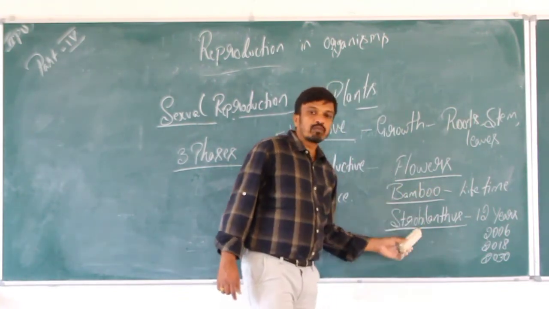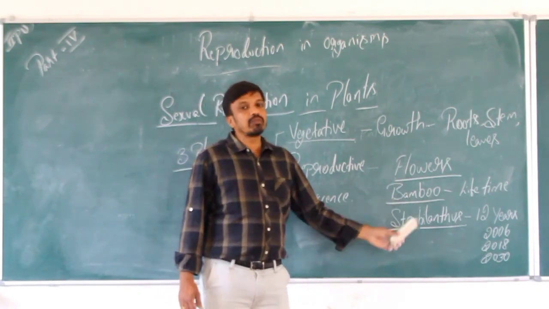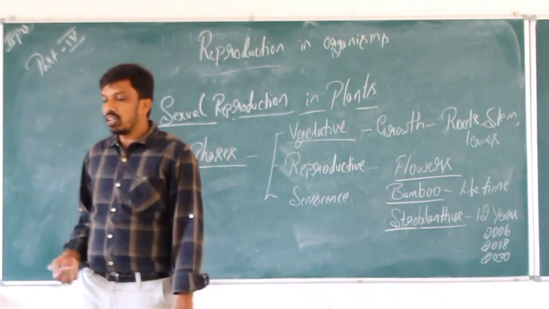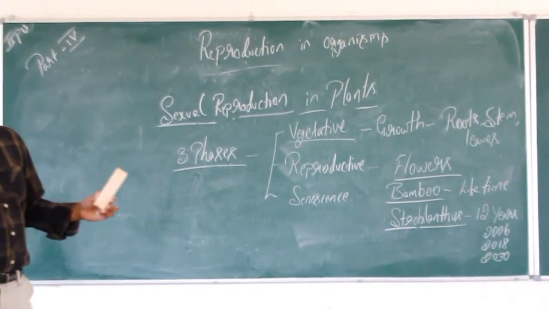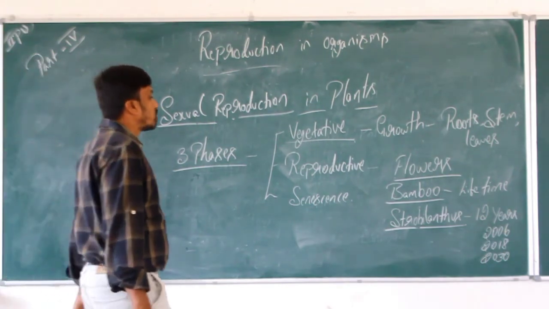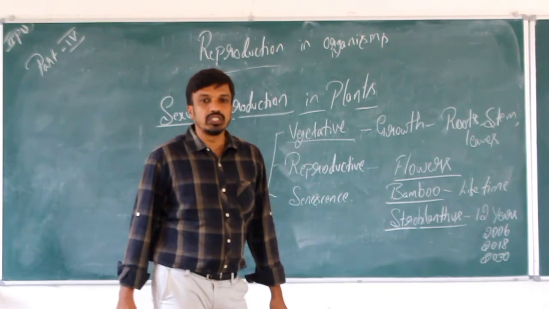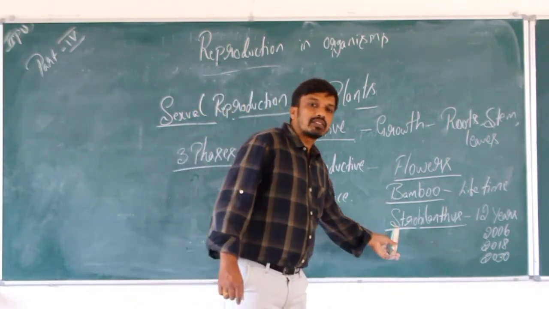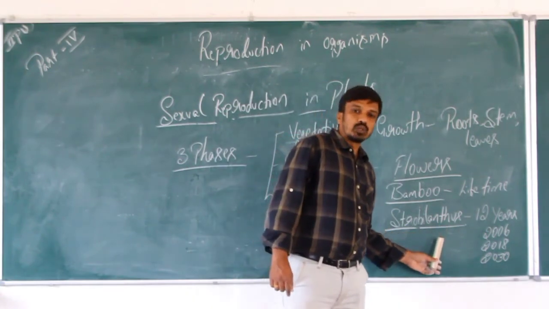They ask this as a one mark question, in the CET also. Name the plant which flowers once in lifetime, that is nothing but the what? Bamboo. Name the plant which flowers once in 12 years, that is Strobilanthes or Neelagoranji. Sometimes they ask the scientific name of the Neelagoranji plant, that is Strobilanthes kunthiana.